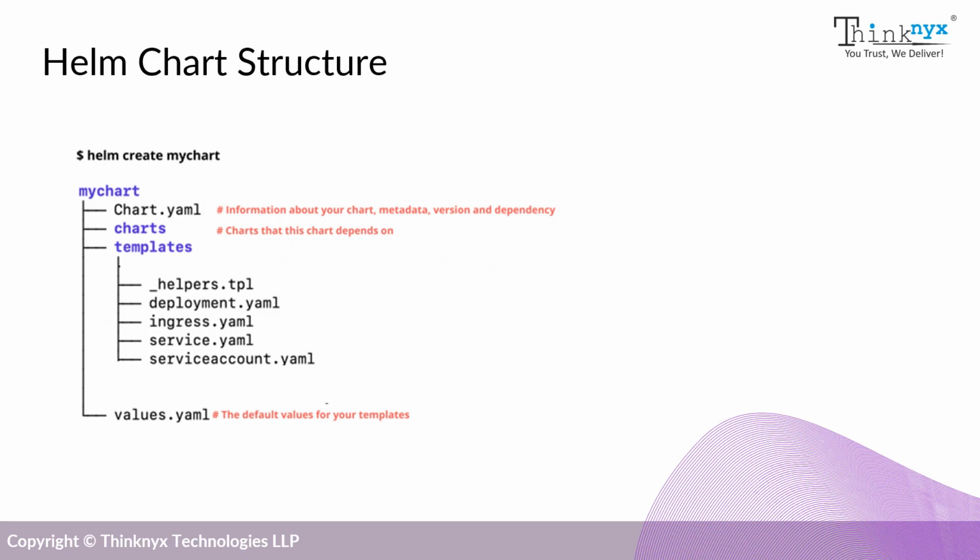Values.yaml contains default configuration values for the chart. Users can override these values when installing the chart, which allows for customization without modifying the chart's templates directly. With Helm successfully installed, let's explore the most used commands.